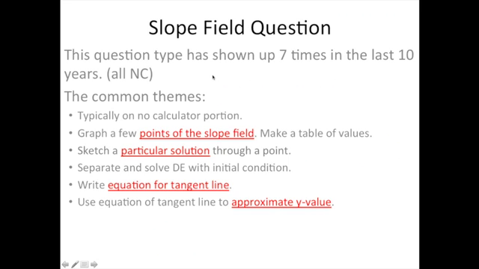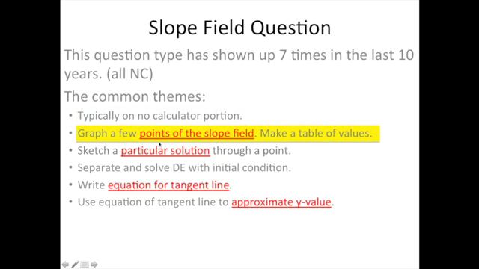The next question is a slope field question. That's a very common question type. It's shown up 7 times in the last 10 years, all in the no calculator. So you're not going to see this anywhere other than no calculator. So the calculations will be pretty straightforward.